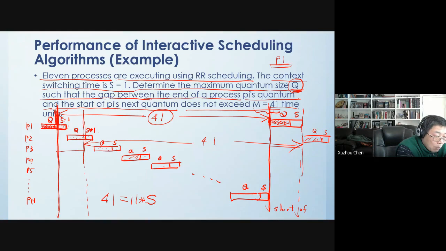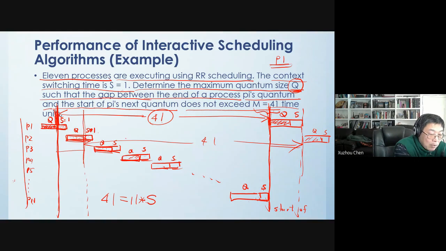So one context switching, one context switching, one context switching. That's a total of 11. Now how many time quantum? So that's a total of 11 processes. Now between this here, you have the time quantum for P2, time quantum for P3, time quantum for P4, and P5, and the last one is P11.